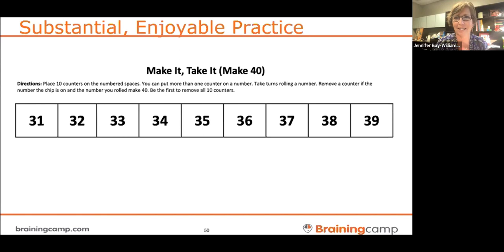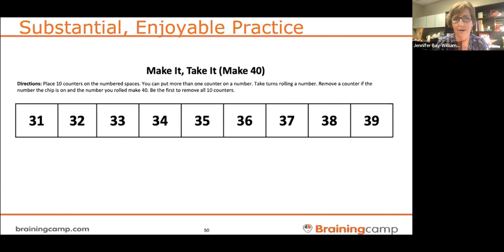So one thing I've noticed in working with students, especially when they've come back from COVID, is while they know 6 and 4 make 10, they don't necessarily know that 36 plus 4 make 40. So this game sets them up for success with trying to find those benchmarks. And then just as easily as this game, you can do make 80, make 100, make whatever. It's a very easily adaptable game.